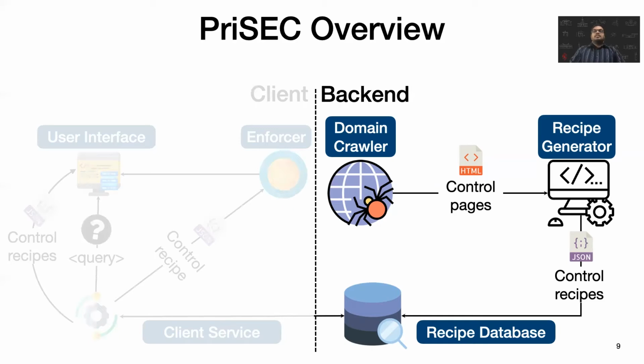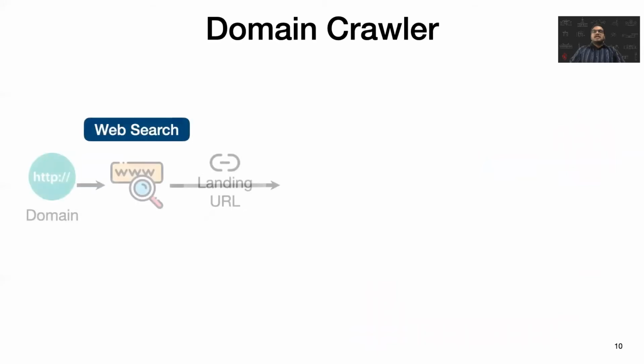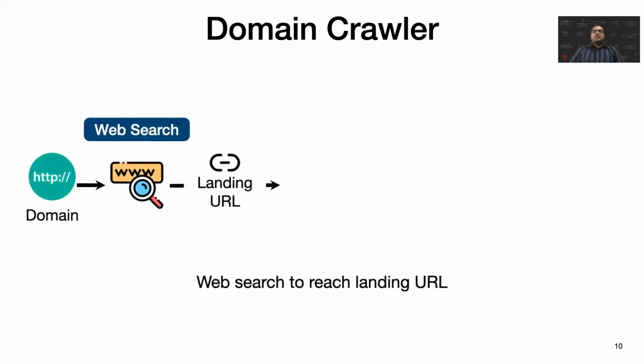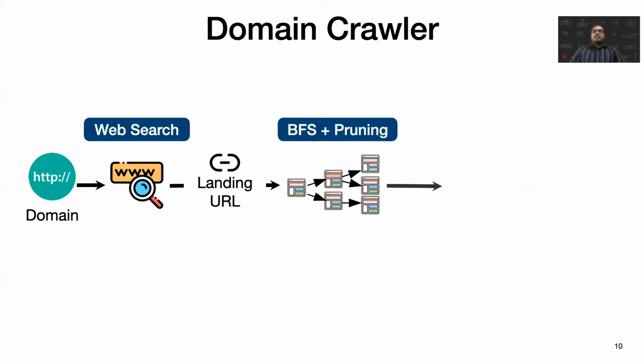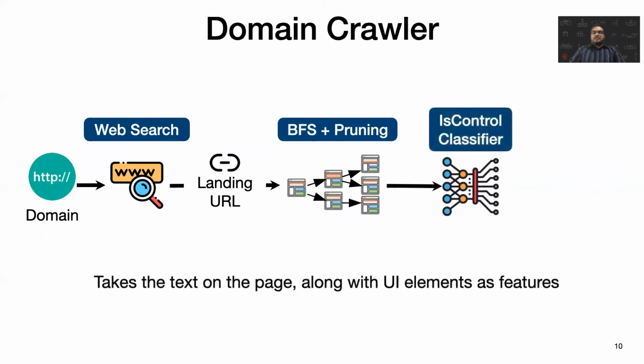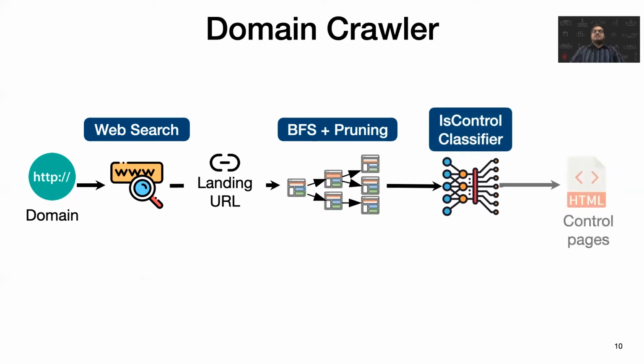Next, let's take a look at the backend components in detail. The crawler module starts with a domain name and performs a web search to reach the landing URL, which is usually the homepage of the domain. From there, the module looks for anchor links on the page and performs a breadth first search for up to 3 levels and applies heuristics to filter out the noise. Next, we pass the list of pages through the isControl classifier. This is a classifier which takes the text and the UI element of the page as input and determines whether the given page is a control page or not.